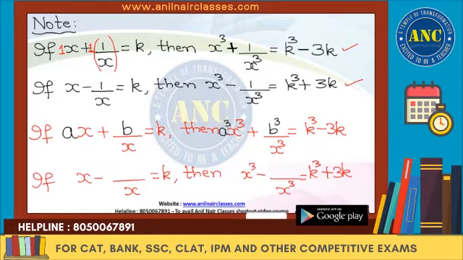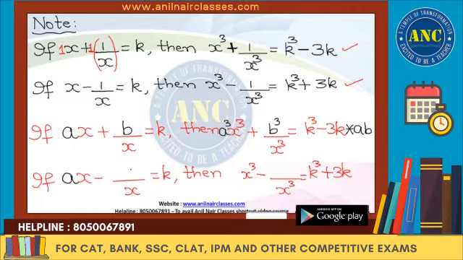That means we are trying to find a cube x cube plus b cube divided by x cube, and that will be equal to the same value k cube minus 3k. But the only extra thing I need to introduce here is, because the coefficient of x is a, multiply this 3k by a. Because the coefficient of 1 by x is b, multiply that 3k also by b.